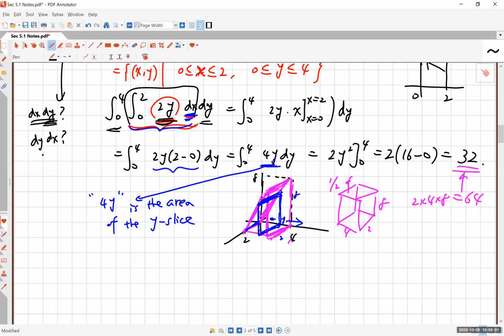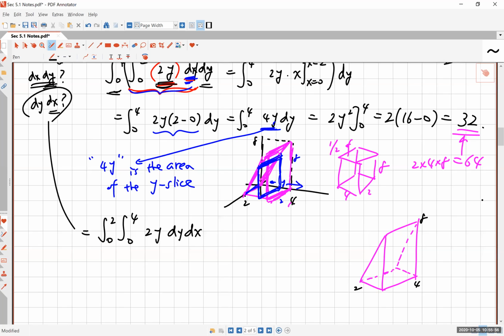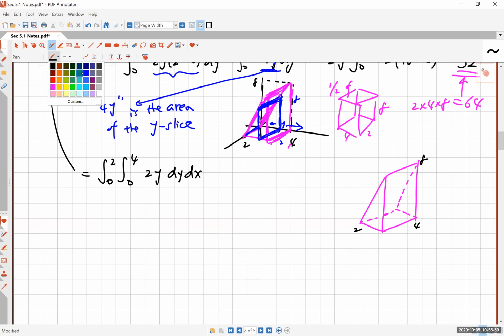Now also, if you decide to do this in a dy dx order, remember x goes at the end, so the 0, 2 goes at the end, and 0, 4 goes in the middle, and then 2y dy dx. All right, I'm going to do the same kind of drawing here, and I will show you what we are doing first in this. Okay, so we're about to do this. Okay, let's go ahead and do this. And this is the picture, by the way. It's the same picture as the one that you saw on top.